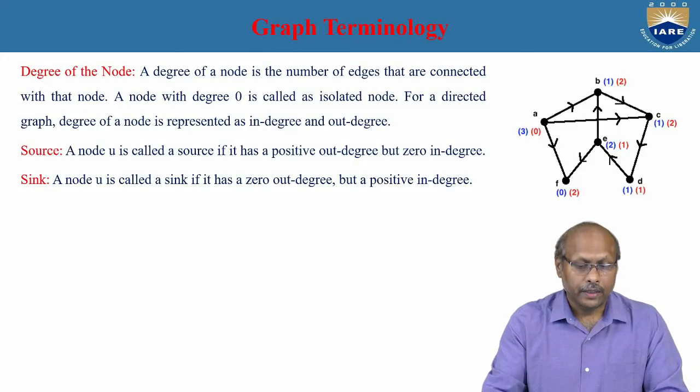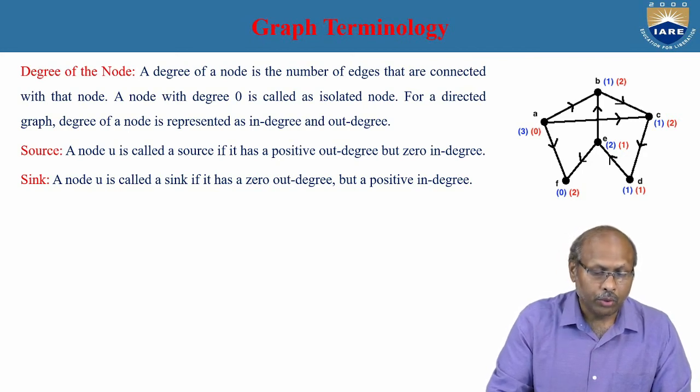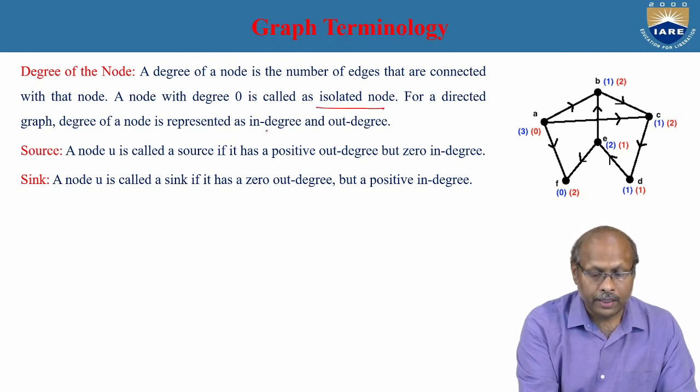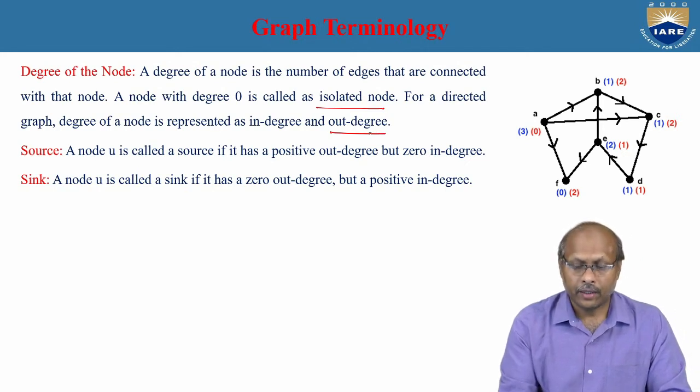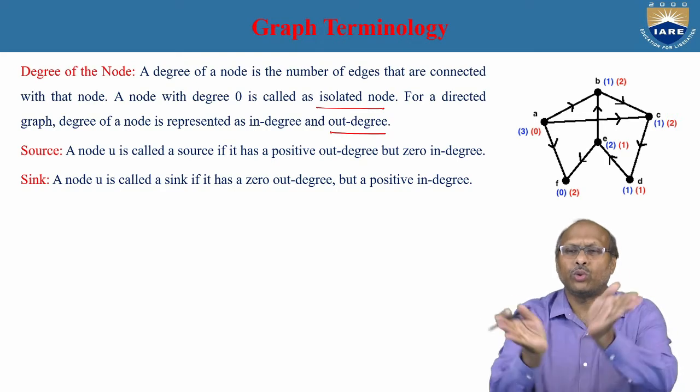Degree of the node. The degree of a node is the number of edges that are connected with a node. A node with degree 0 is called an isolated node. For a directed graph, degree of node is represented as in degree and out degree. In degree says how many nodes are coming in. Out degree says how many nodes are going out.